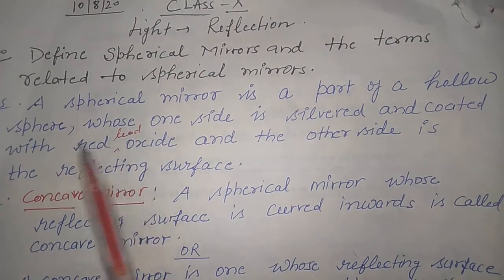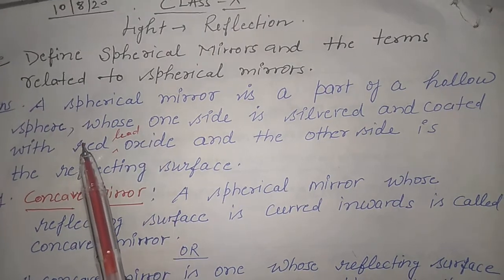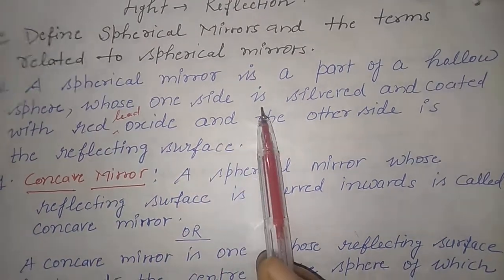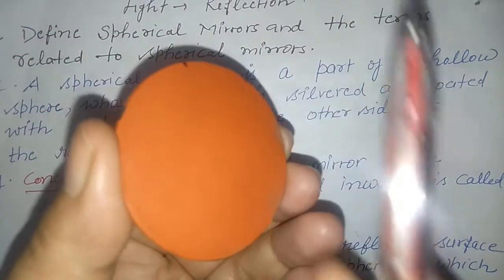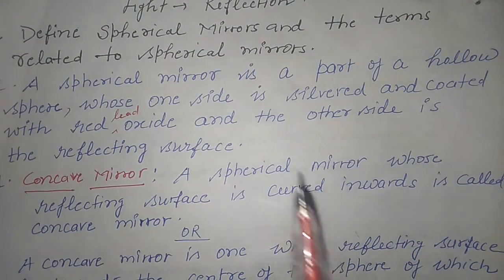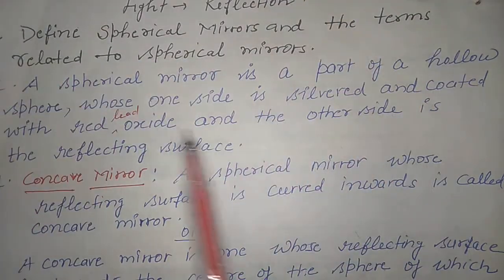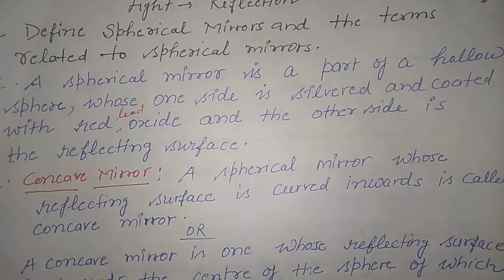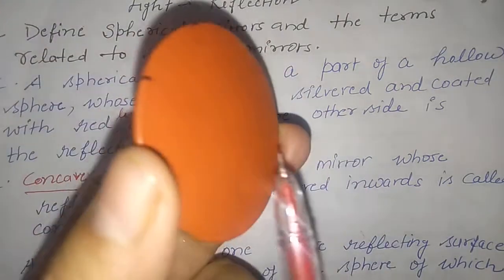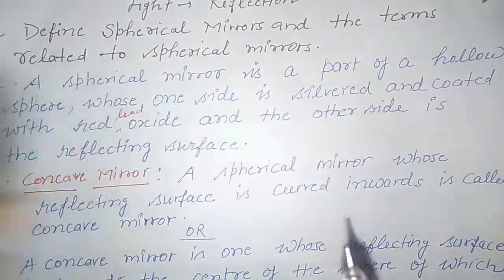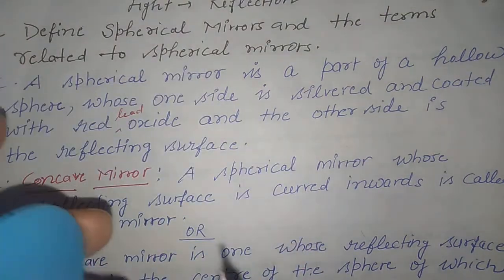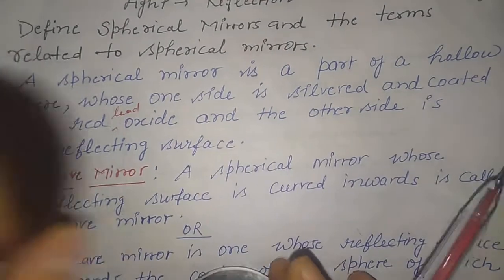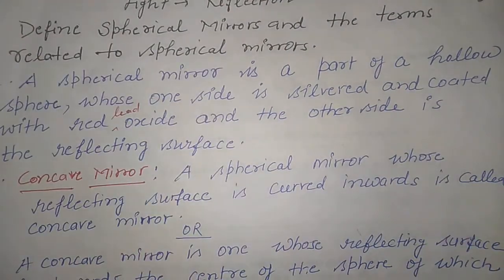You have to learn this, because a spherical mirror is a part of a hollow sphere whose one side is silvered and coated. This is red lead oxide, or lead oxide. And the other side is the reflecting surface. One side is coated, and from the other side we can see the images. So this side is known as the reflecting surface.